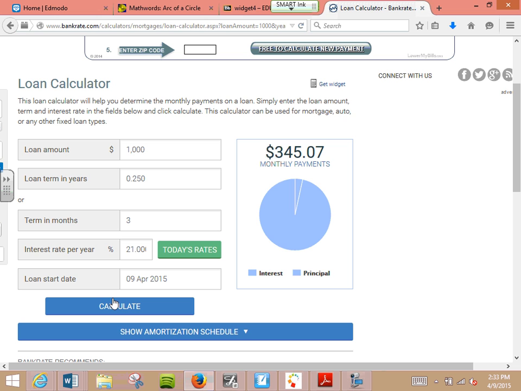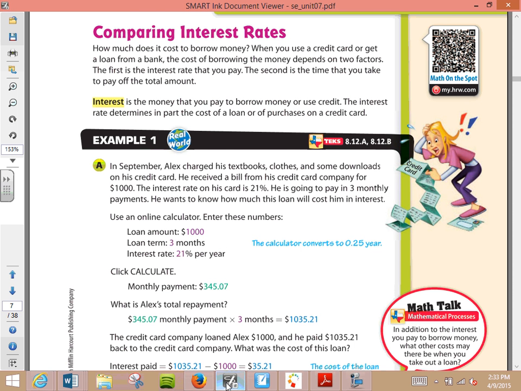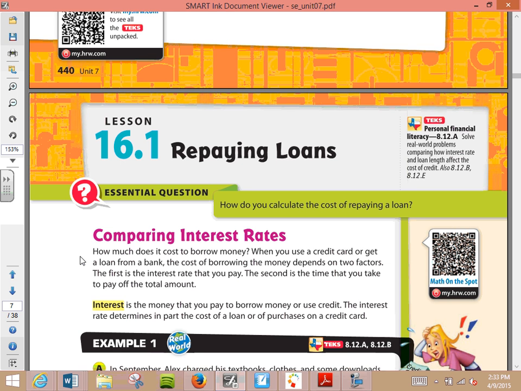You have a formula for that, but hang on. Can I see it? If we go back, our formula says, did you not write it down? PRT, so it was $1,000 times.